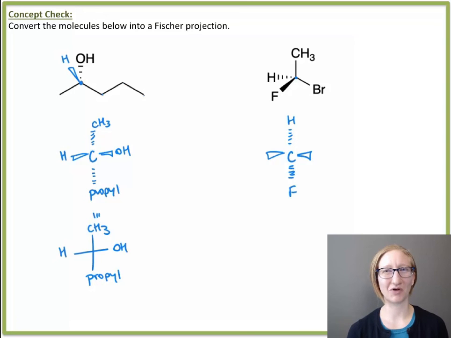In the second example, I'll view this as if I'm looking down between the methyl and the bromine. This is sort of right to left here. And in that case, the methyl and bromine are pointing up towards me, so they need to be on a horizontal. I'll place the methyl on the left and the bromine on the right. Then from that vantage point, that puts the hydrogen and fluorine pointing back away from me, with the hydrogen on the top and the fluorine on the bottom. Then again, we need to remove our dashes and wedges to get our final Fischer projection.